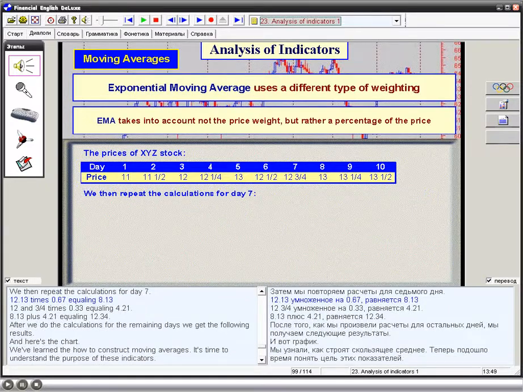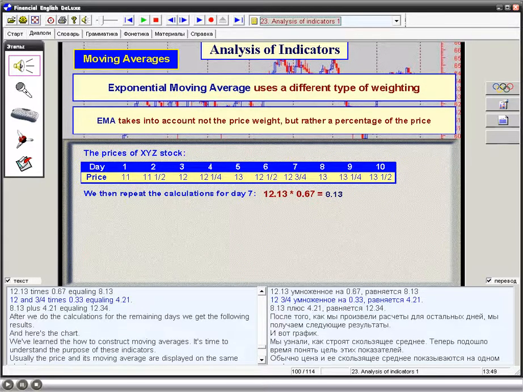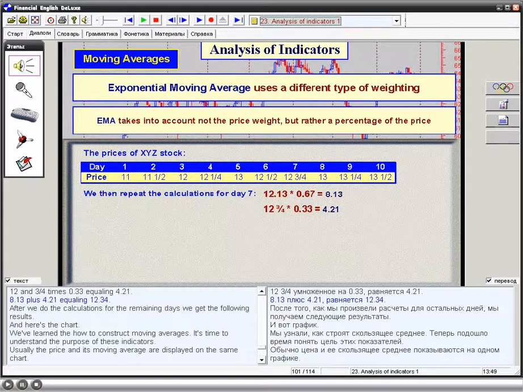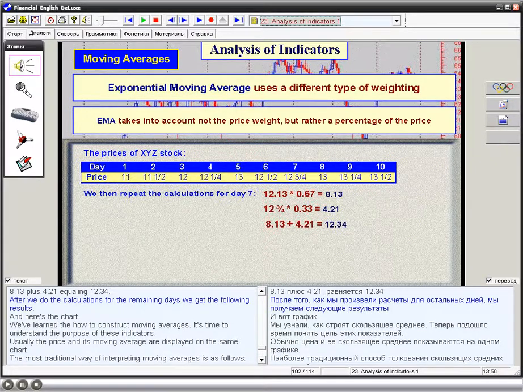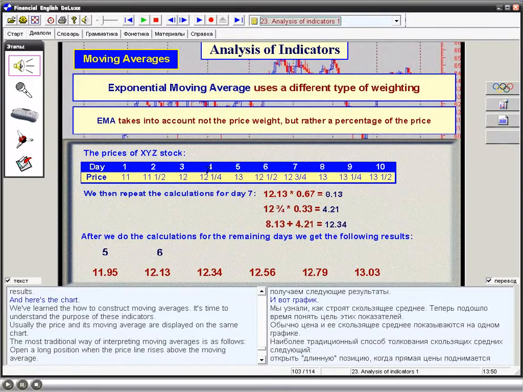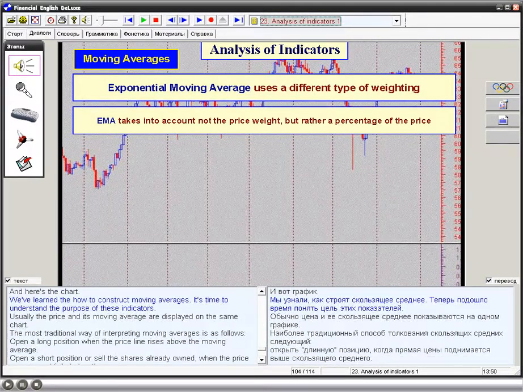We then repeat the calculations for day 7. 12.13 times 0.67 equaling 8.13. 12 3/4 times 0.33 equaling 4.21. 8.13 plus 4.21 equaling 12.34. After we do the calculations for the remaining days, we get the following results. And here's the chart.